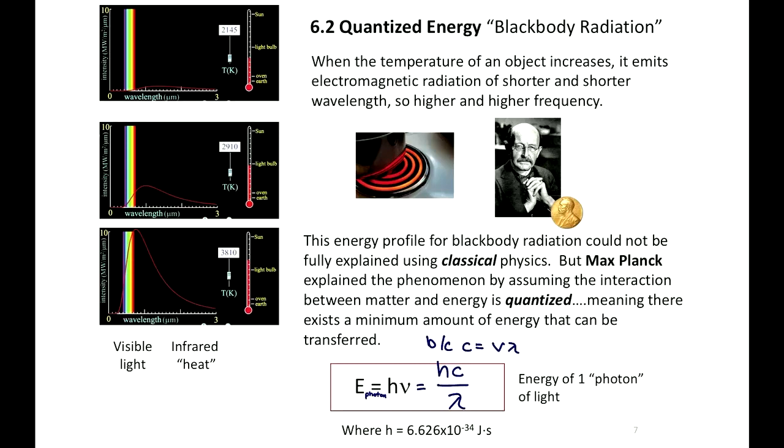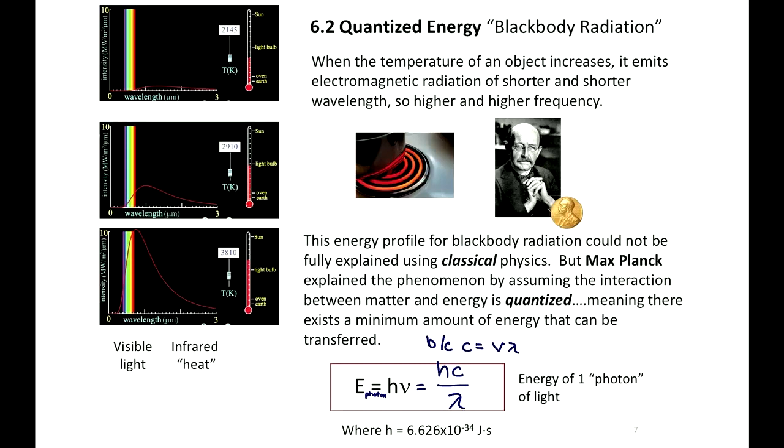But the problem is when Max Planck tried to apply classical wave physics to answer the problem, he couldn't. It was impossible for him to answer the problem, or come up with an equation to describe the phenomena. So this is where he had to introduce the idea of a singular packet of energy that light can carry.